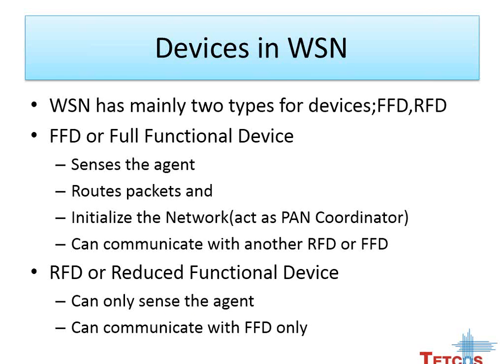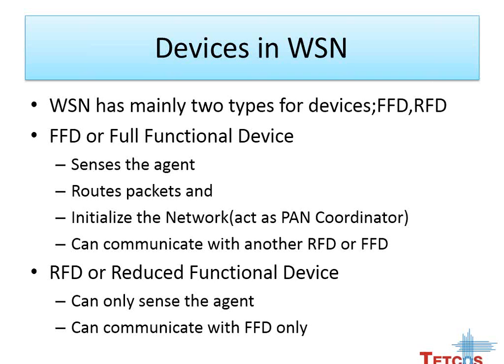So, devices in wireless sensor network. Wireless sensor network has mainly two types of devices according to the standard. The first one is the full functional device and the second is the reduced functional device. Let me start with the reduced functional device. These devices are sensors which can only sense the object, or rather the agent, and send the information to the FFD. Full functional devices are those sensors or devices which can sense the agent as well and route the packets.